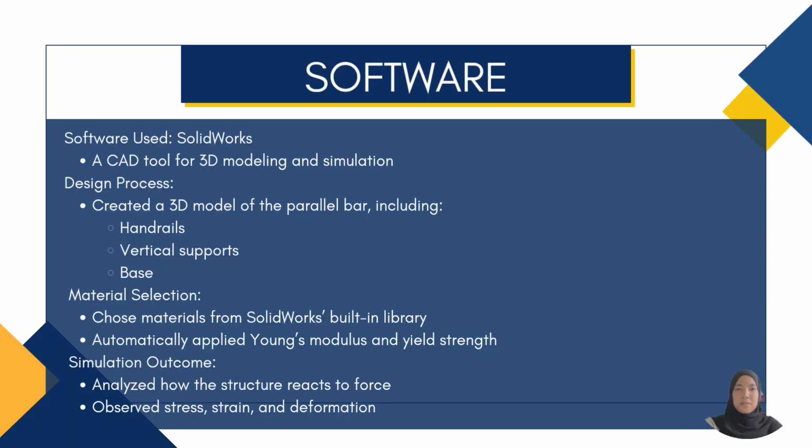during rehab. For this project, we use SolidWorks, a CAD software for 3D modeling and simulation. We designed the full parallel bar, including the handrails, vertical supports, and base. Next, we selected materials from the SolidWorks library. The software automatically applies key properties like Young's modulus and yield strength. Then, we run simulations to see how the structure reacts to force. The results show us important values like stress, strain, and deformation.